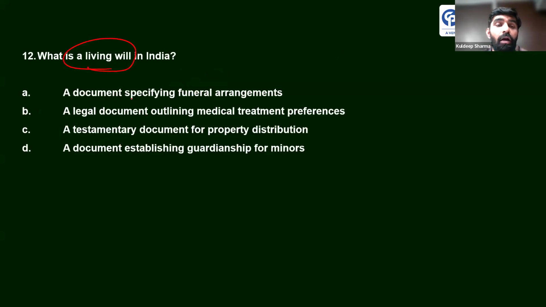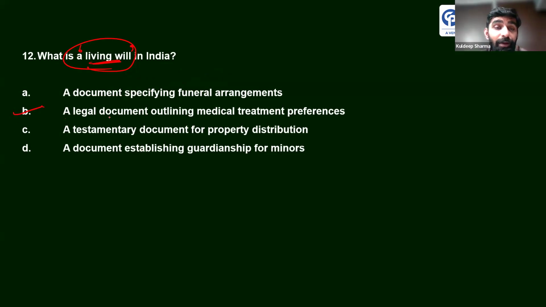Next question. What is a living will in India? It's a technical term, living will, and we are going to cover it in our Hindu News analysis. You have to tell me what a living will is. Is it a document specifying funeral arrangements? Is it a document outlining medical treatment preferences? Is it a testamentary document for property distribution, or is it a document establishing a guardian for minors?